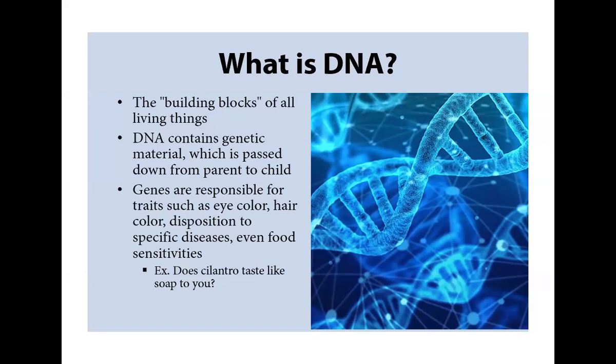Every person's DNA is going to have some similarities, but there's going to be differences too, such as eye color and hair color, disposition to certain diseases, for example. Even food sensitivities, like if you have the gene that lets you taste soap when you have cilantro in your meals. But it's this genetic material that you've inherited from parent to child which makes us us, which is why when you start to see photographs of others that you're related to, you start to notice similarities in how someone might look, and that's part of this genetic makeup.